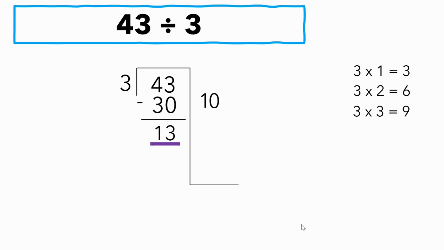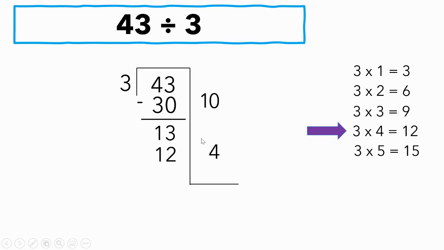3 times 3 is 9. 3 times 4 is 12. 3 times 5 is 15. Oh, well, 15 is too big. It's bigger than 13. So we're going to go back to the fourth multiple of 3, which is 3 times 4 equals 12. We can list that 4 to the right of our symbol. Because we're looking at 13 ones, we can keep 4 as 4 ones. Now we're going to multiply 3 times 4 ones, which equals 12 ones. We can now subtract 13 minus 12, which is 1.